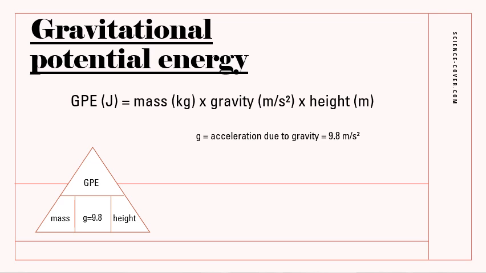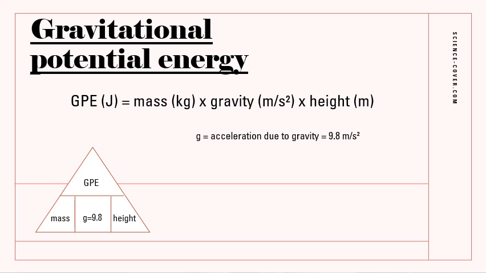The gravitational potential energy can be calculated using the equation: gravitational potential energy in joules is equal to the mass in kilograms, multiplied by the acceleration due to gravity in meters per second squared, and then multiplied by the height of the object in meters.